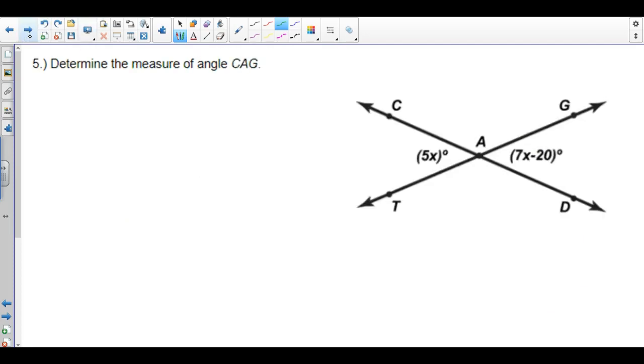Alright. Next one, so taking a look at the diagram, I know that this line TG intersects line CD. A is my intersection point. I have two angles that are across from each other. So my key here is that these are vertical angles. Vertical angles are congruent. So I know that angle TAC is going to be congruent to angle GAD. Wow. DAG. GAD, same thing. With AB in the middle.